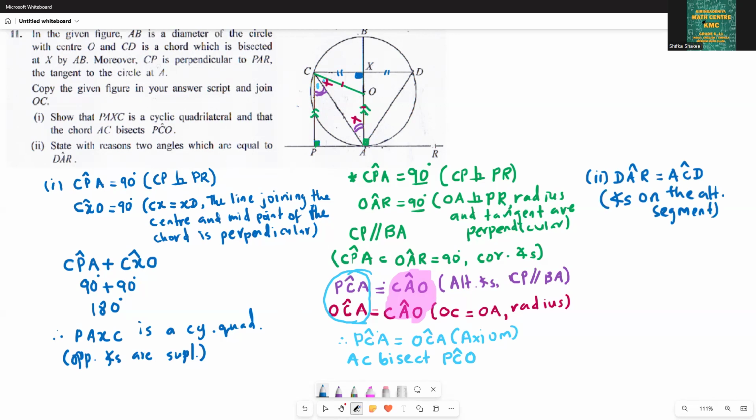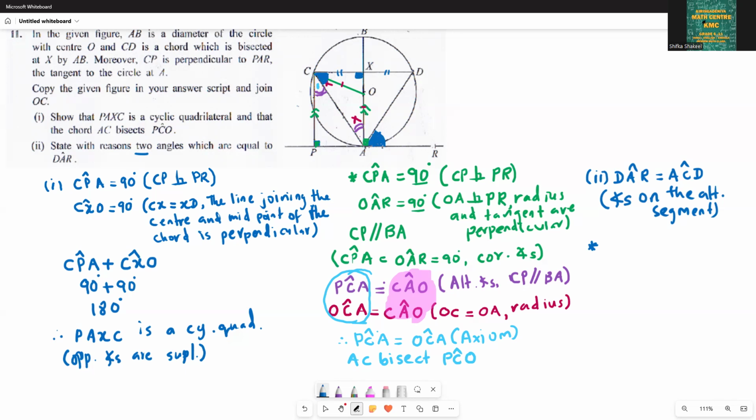DAR. This angle is made by the chord AD and the tangent AR in the minor segment, and that is equal to ACD, this angle. We call it angles in the alternate segments are equal. One is in the minor segment, the other is in the major segment. Another angle they are asking you to name: we will prove BXC equals 90 degrees.